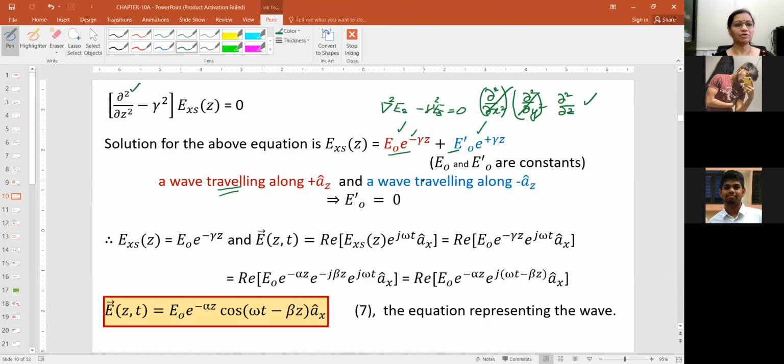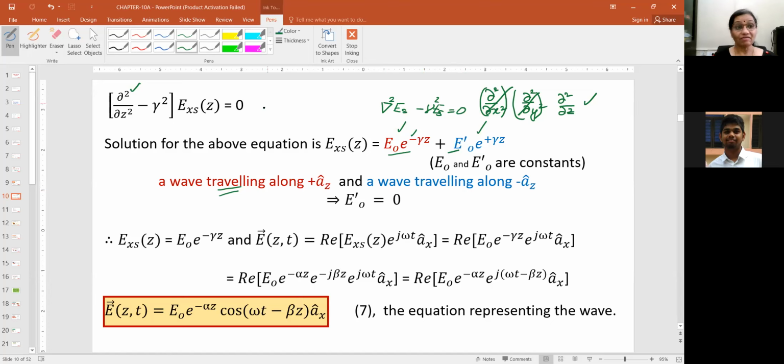So you're getting two particular solutions. One, talking about an electric field where the wave is traveling along the plus z direction. Another where the wave is traveling along the minus z direction. A linear combination of both of these will give you the general solution. Okay, for example, if I'm talking of a standing wave, both are going to be non-zero.